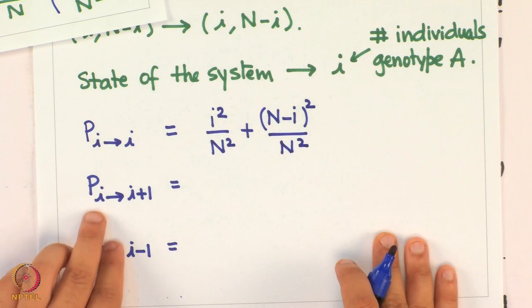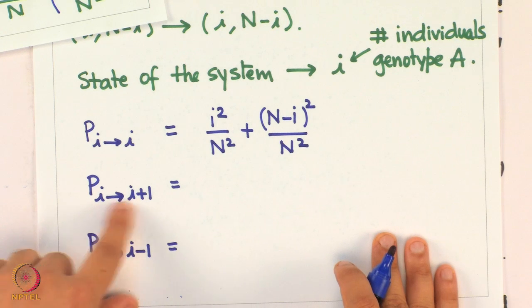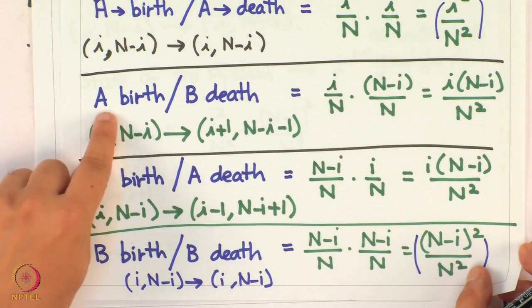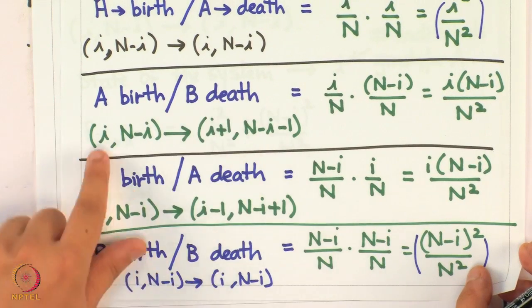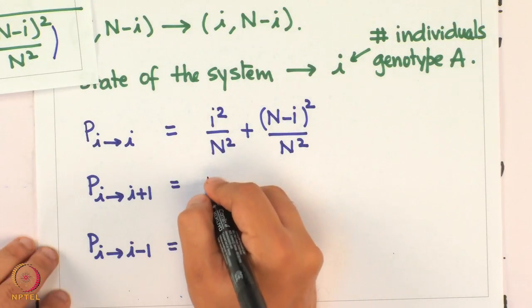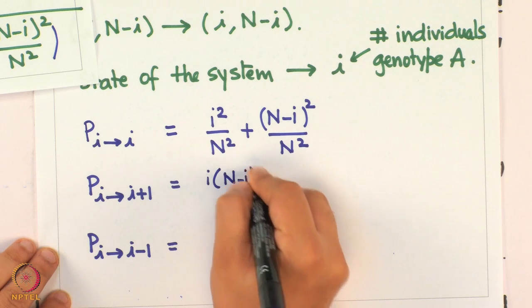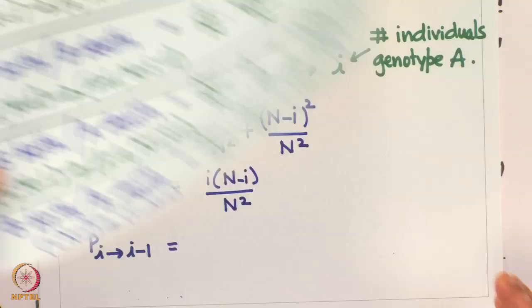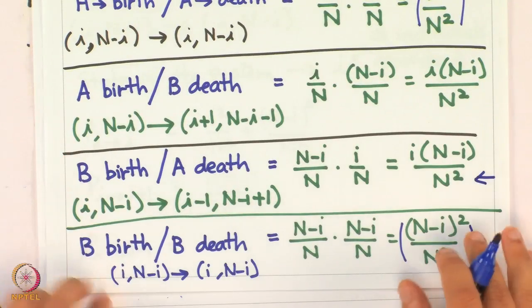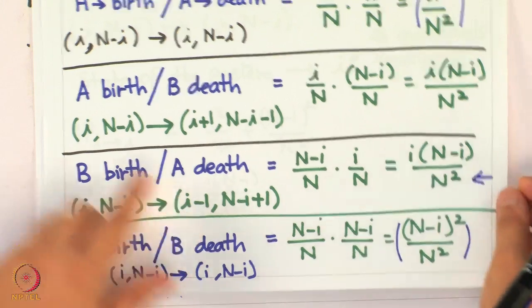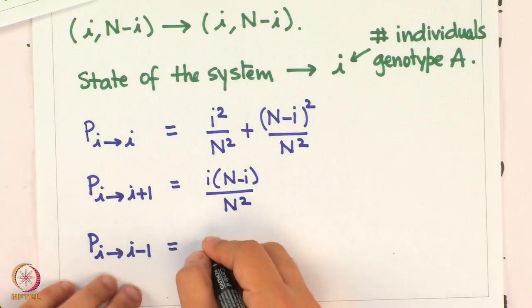Similarly, I want to write an expression for the probability that the system moves from I to I plus 1, and that's represented by this case where A birth and B death happens. System moves from I to I plus 1, and that probability is equal to I into n minus I divided by n square. And lastly, I am left with this option, and that takes the system from I to I minus 1, and the expression is equal to this. So, I am going to write that here.